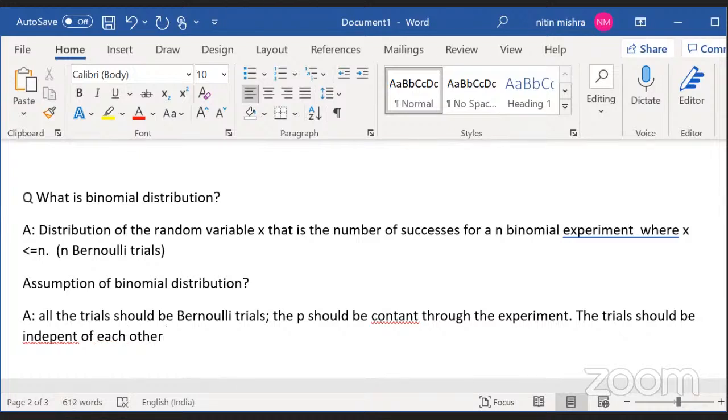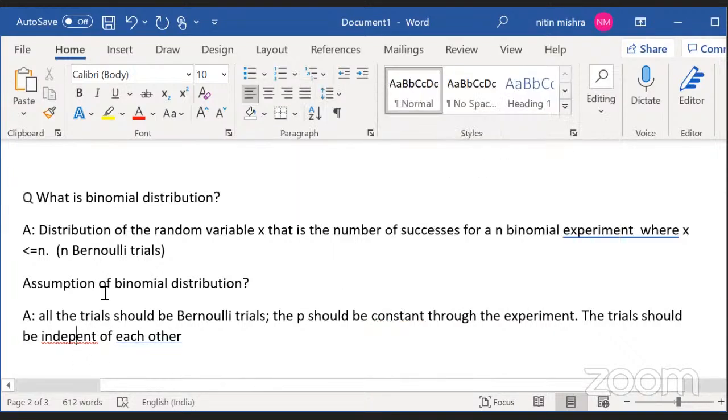So, pardon the typographical errors. All trials should be Bernoulli trials, that is success, failure. The P should be constant throughout the experiment. While the experiment is in progress, you shouldn't change the settings of the experiment. And the trials should be independent of each other. Just because we have had one or two successes, we shouldn't get something different. So that is what we need to take care of.